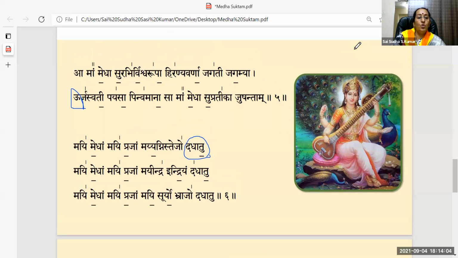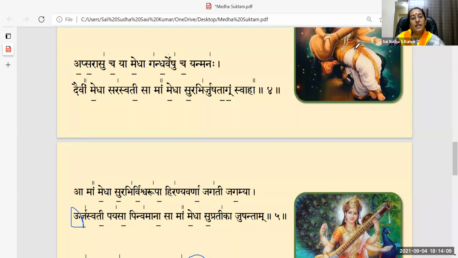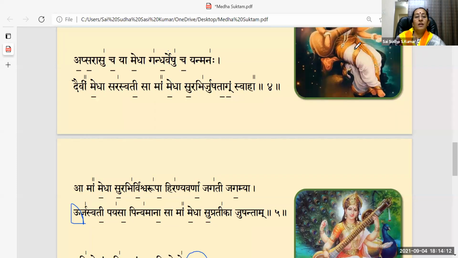Then we are praying to Medha Devi for giving us the intellect like the Apsaras and Gandharvas. Apsaras and Gandharvas are such great beings who have knowledge and wisdom. So we are asking Medha Devi to bless us also with the intellect, like the memory of the Apsaras and the thought process of the Gandharvas.